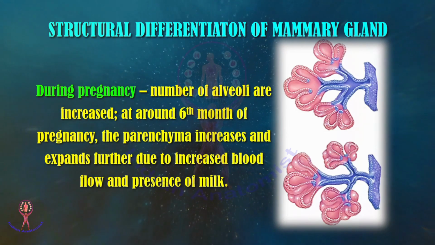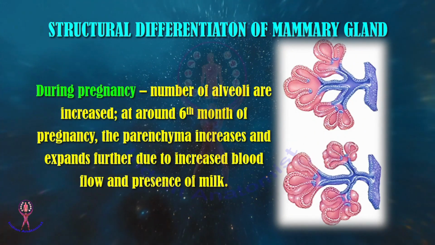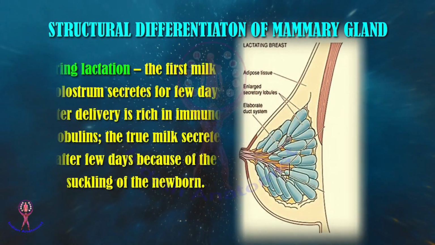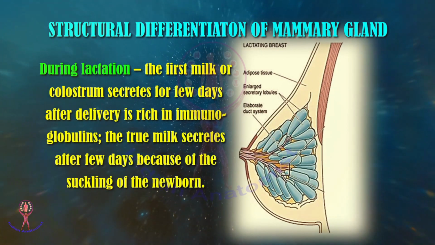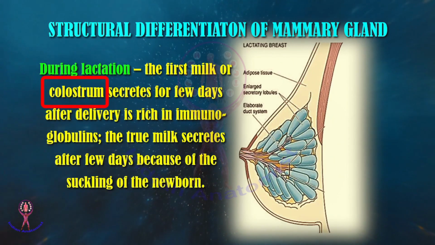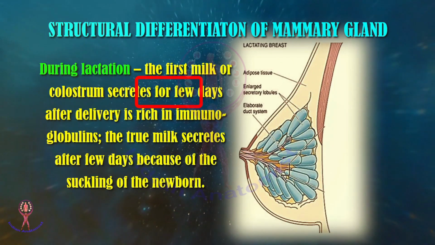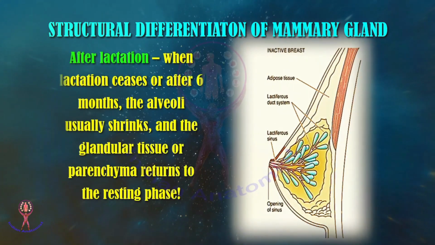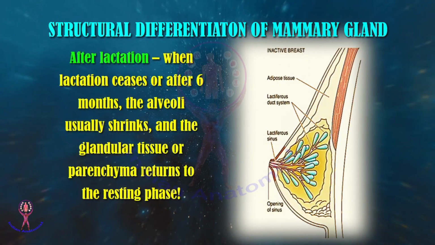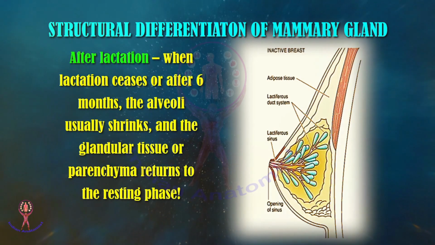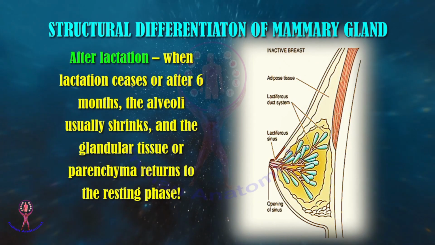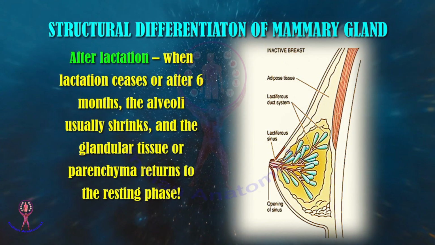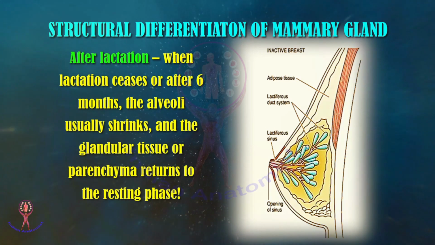At around the 6th month of pregnancy, the parenchyma increases and expands further due to increased blood flow and the presence of milk. During lactation, the first milk, or colostrum, secretes for a few days after delivery and is rich in immune globulins. The true milk secretes after a few days because of the suckling of the newborn. After lactation, when lactation ceases or after 6 months, the alveoli usually shrink, and the glandular tissue or parenchyma returns to the resting phase.